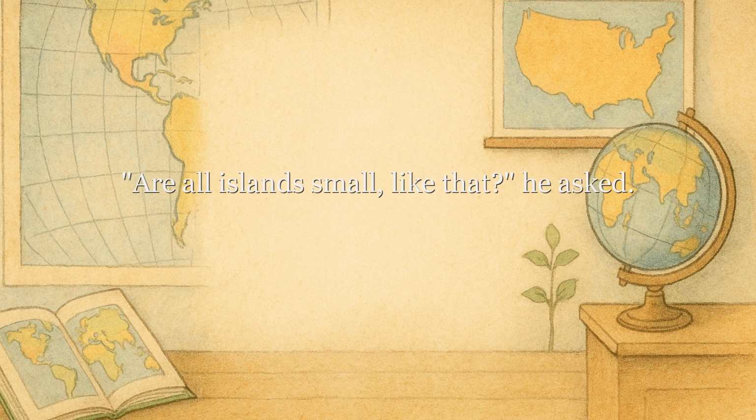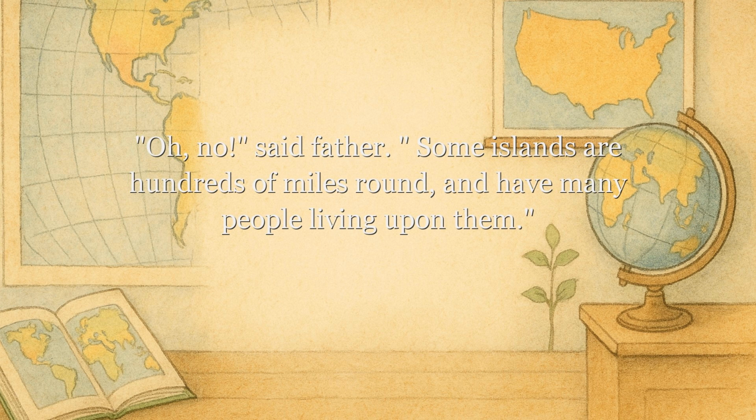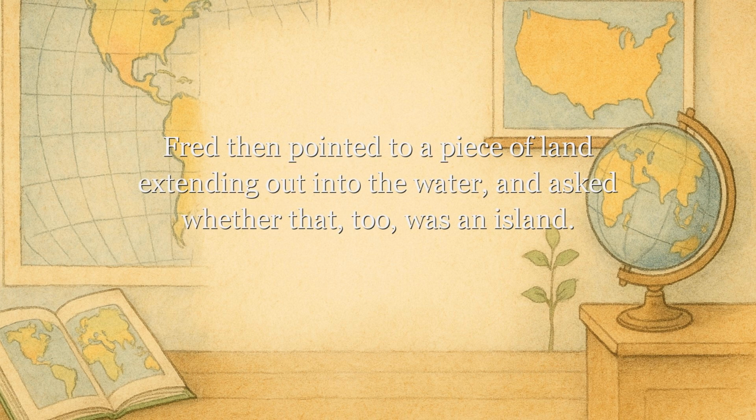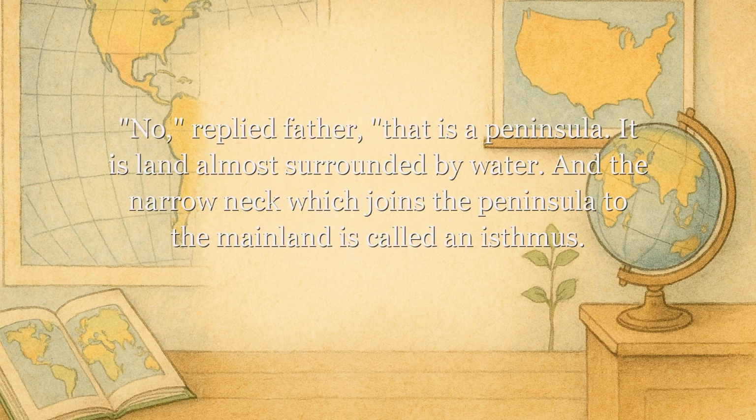"Are all islands small, like that?" he asked. "Oh, no," said Father. "Some islands are hundreds of miles round and have many people living upon them." Fred then pointed to a piece of land extending out into the water and asked whether that, too, was an island. "No," replied Father, "that is a peninsula. It is land almost surrounded by water, and the narrow neck which joins the peninsula to the mainland is called an isthmus."